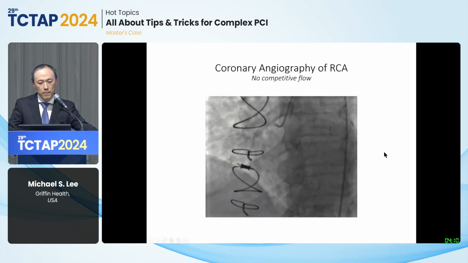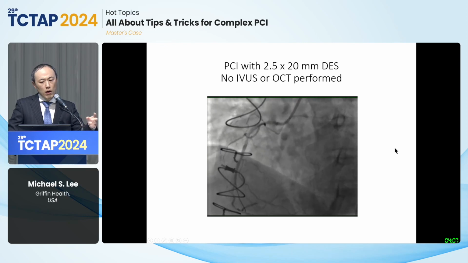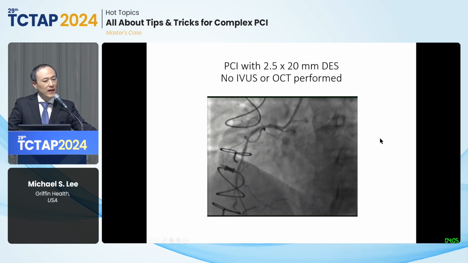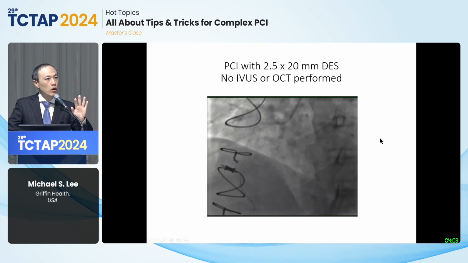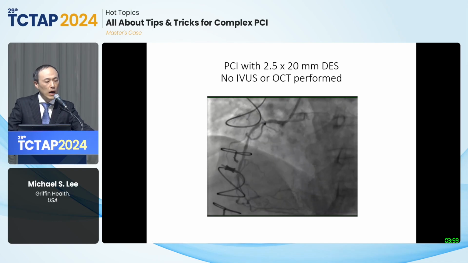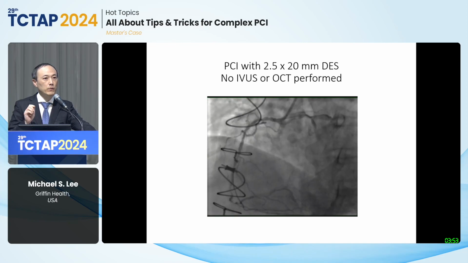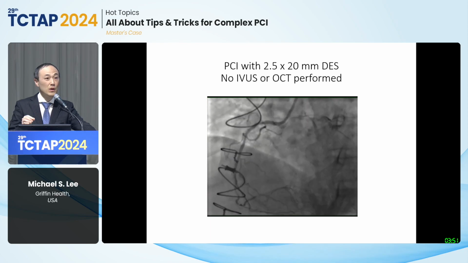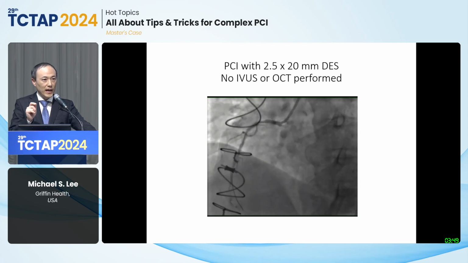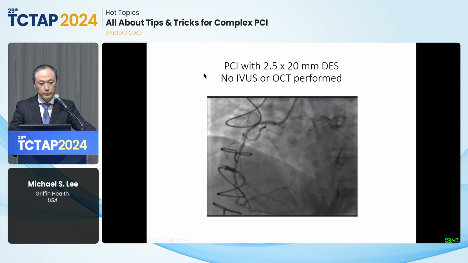So my colleague decided to treat this patient with a 2.5 by 20 DES. No pre-PCI intravascular imaging was performed, no IVUS, no OCT. And I think that was a fatal flaw, in that had somebody done OCT or IVUS, they would have seen that the reference vessel diameter was not a 2.5, and they would have identified severe calcium.